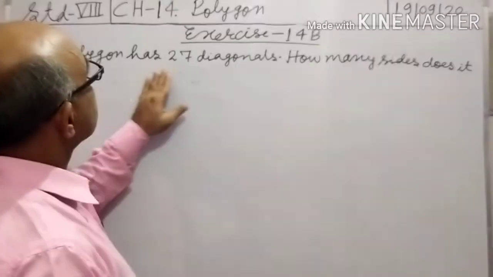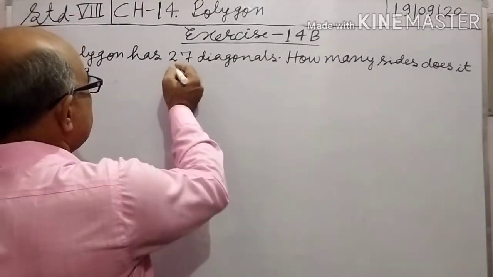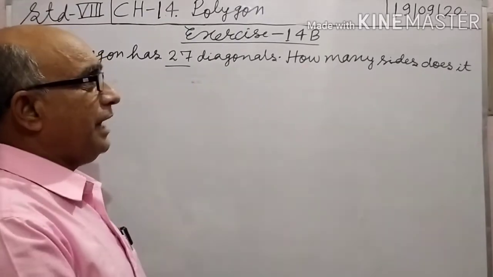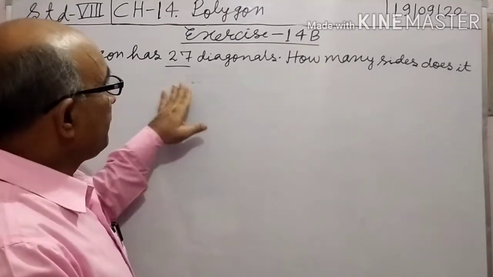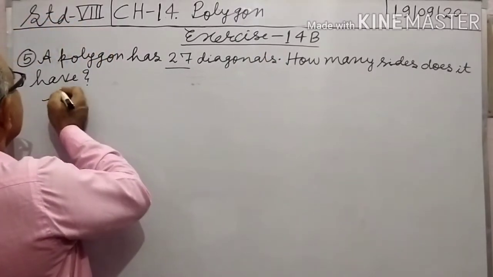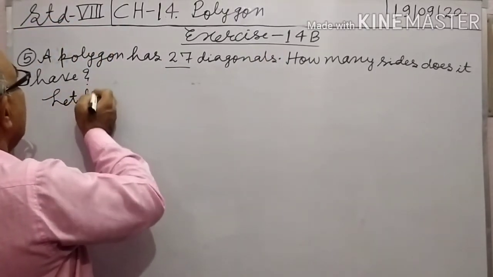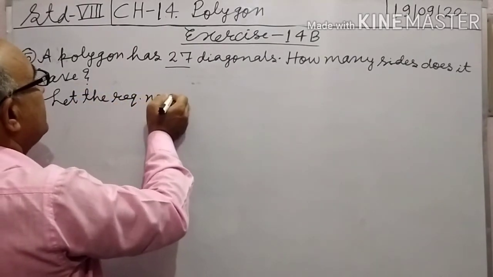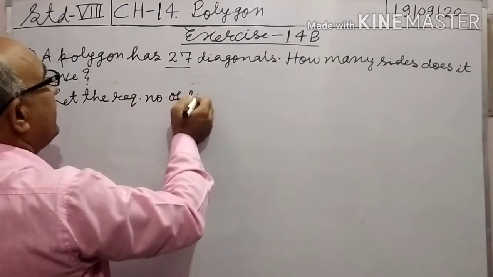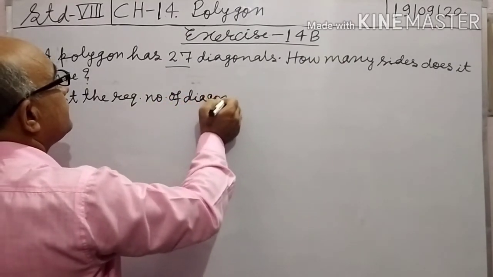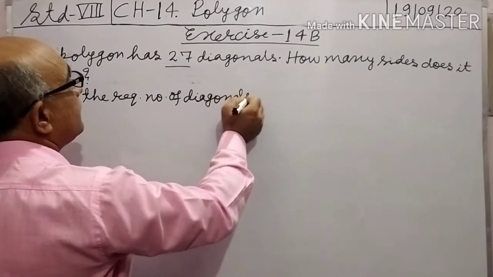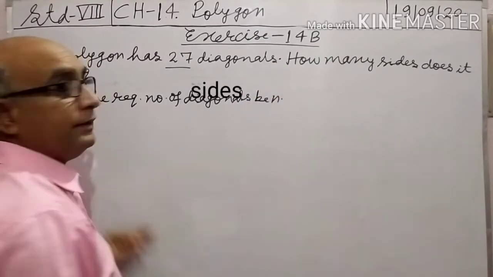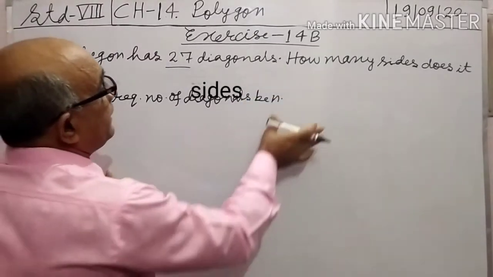Students, next question is question number 5. A polygon has 27 diagonals. How many sides does it have? Here we find the number of sides. So let the required number of sides be n.